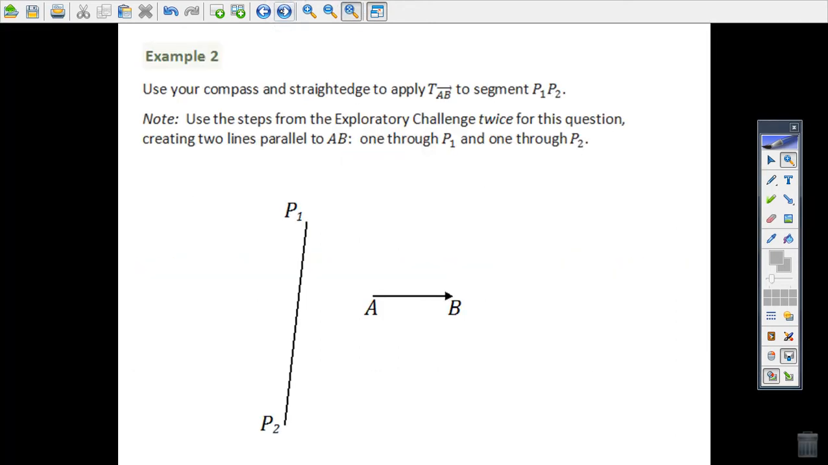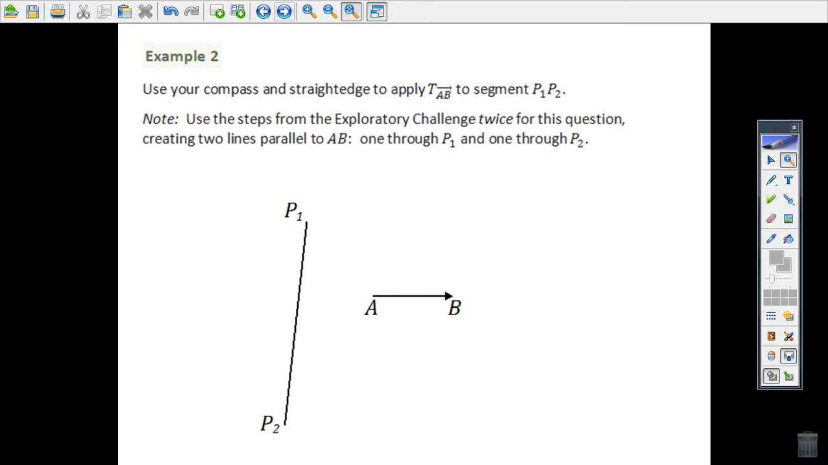Now we're going to do this. If I give you the pre-image and I give you the vector, now we get to discern where the image goes. So example 2 in your booklet has that situation. We have a segment, P1, P2. I have a vector, vector AB. I'm going to apply this vector now. How many vertices do I have? 2. P1 and P2. We're going to apply this vector to those 2 vertices to find our image.